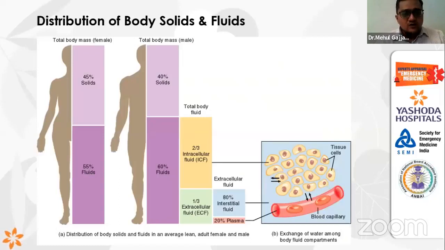Coming to total distribution of body fluids, we all know that in a male patient, around 60% of the body mass is fluids, while in case of female, it's around 55%. Out of this, 2/3 is intracellular fluid and 1/3 is extracellular fluid. Again, of this extracellular fluid, only 20% is plasma, while 80% is interstitial fluid. So when we are seeing serum sodium, it shows only a portion of the whole sodium distribution.